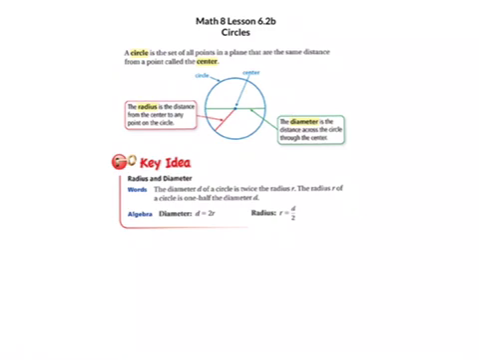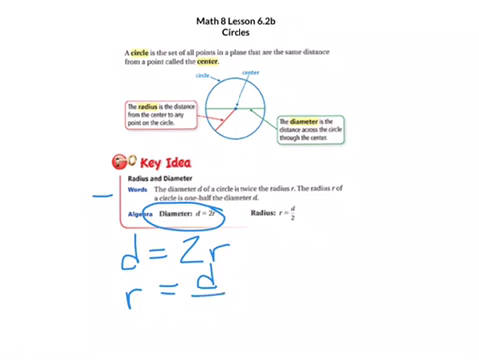For the radius, let's read this together. The diameter of a circle is twice the radius of r. The radius of a circle is 1/2 the diameter. So therefore you can get two different equations. I can solve for the diameter if I know the radius. I would just multiply the radius times 2. I can solve for the radius if I know the diameter. I just take the diameter and divide it by 2. So you're going to use these two equations to solve.